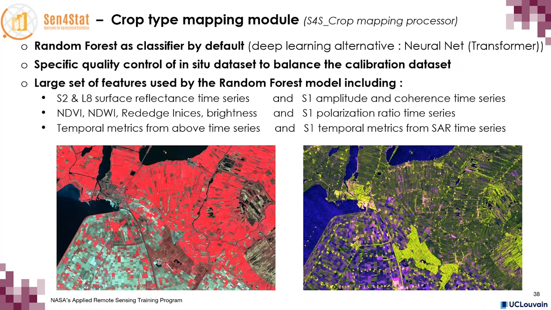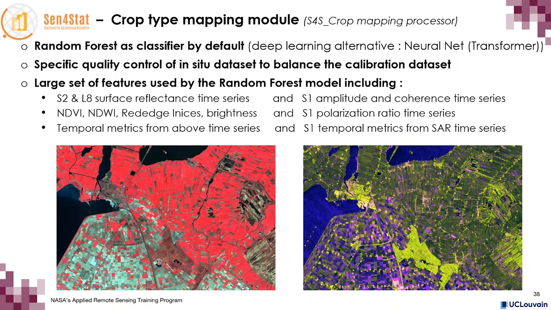The processor corresponding to the crop type mapping module is based on random forest as a classifier by default. In addition, there is a deep learning alternative corresponding to a neural net of the transformer type. Specific quality control of the in-situ dataset applies for this crop type module to balance the calibration dataset.